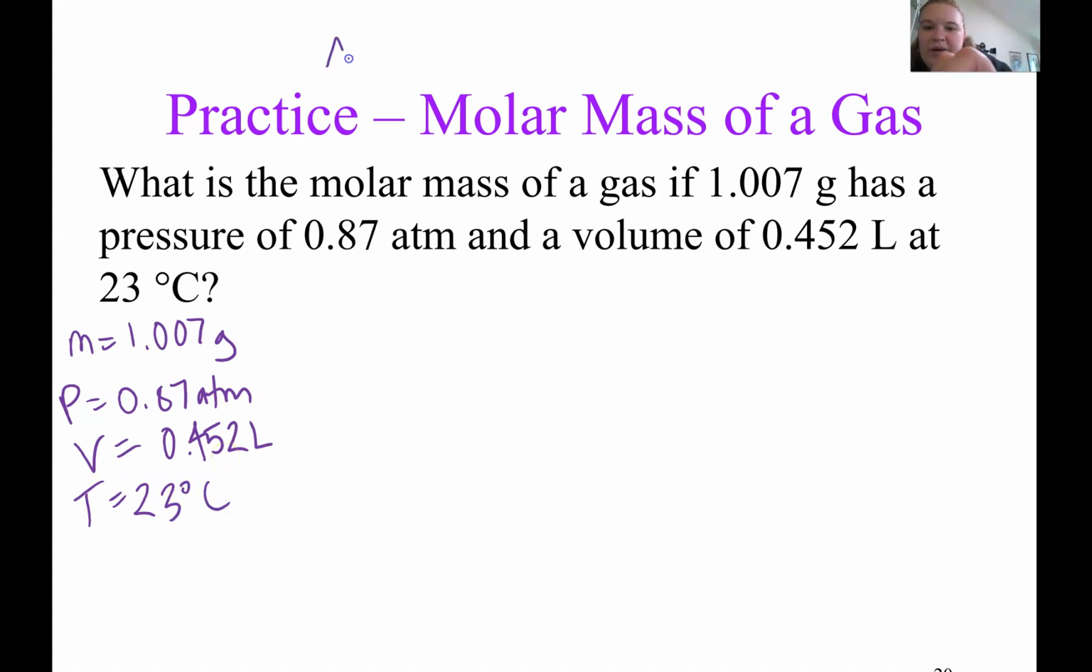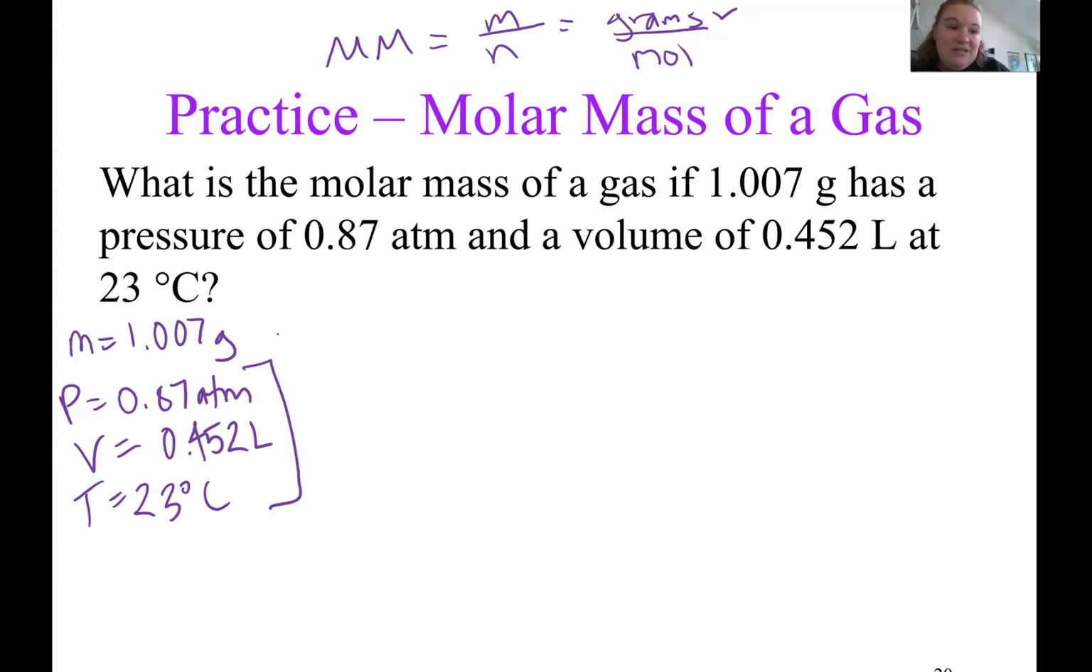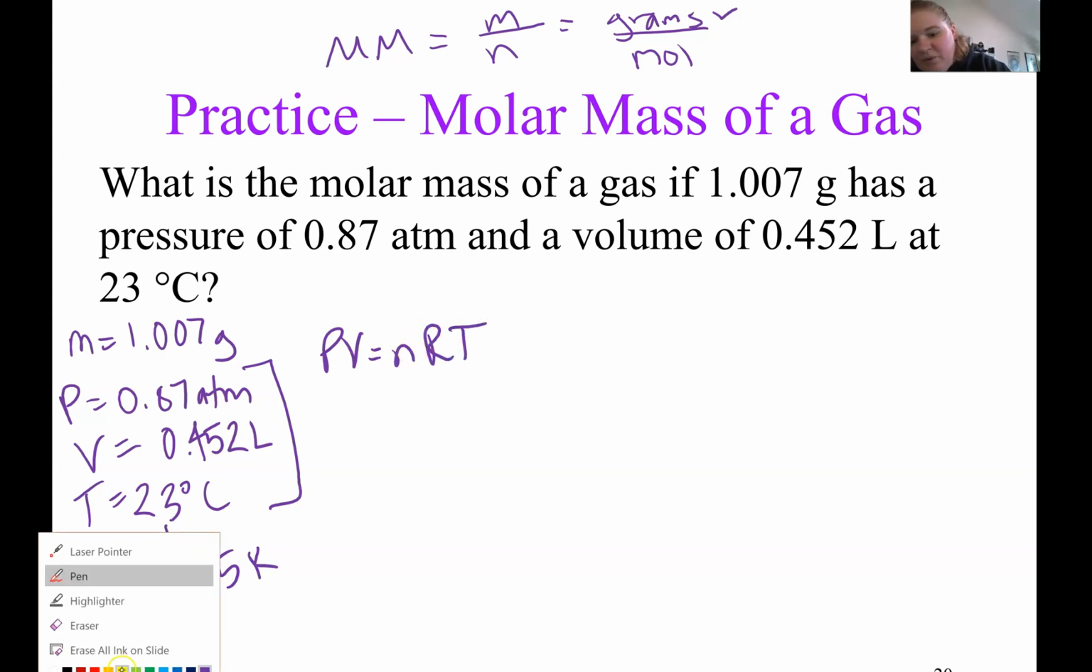So if we're trying to find molar mass, it is equal to mass over moles. We want to have grams per mole. Well, we already have the grams. That was given to us. We can use P, V, and T and the ideal gas law to get us to the moles. So I need to change my temperature, 23 Celsius. I'm going to add 273.15 to that to get Kelvin. The other ones are in good units. So I'm going to solve for my moles this time.